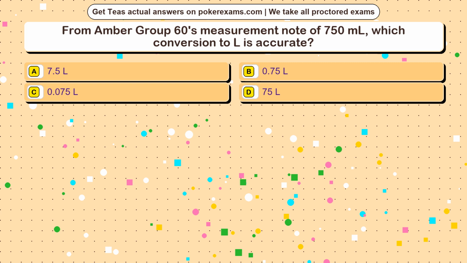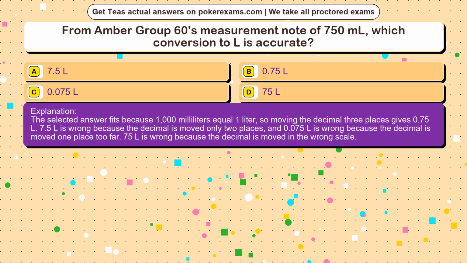The correct answer is option. The selected answer fits because 1000 milliliters equal 1 liter, so moving the decimal 3 places gives 0.75 L. 7.5 L is wrong because the decimal is moved only 2 places, and 0.075 L is wrong because the decimal is moved 1 place too far. 75 L is wrong because the decimal is moved in the wrong scale.